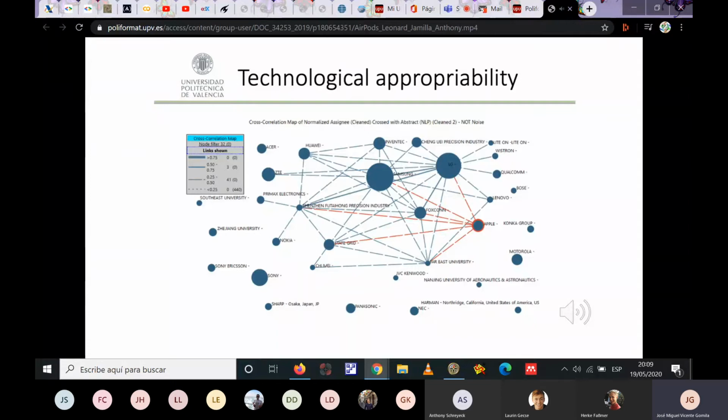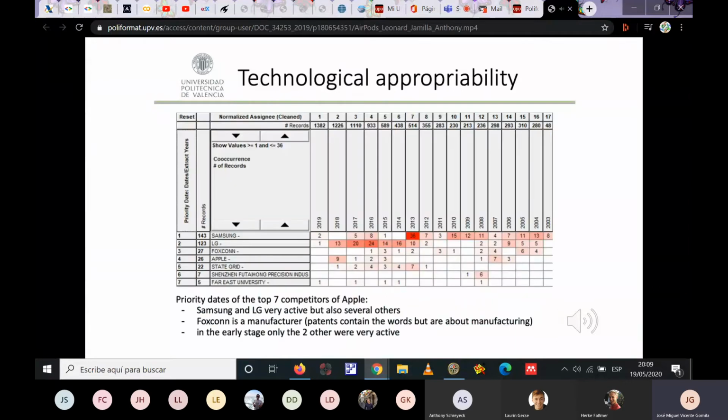Looking at the top 7 companies that are involved in wireless headphones and sorting them by the years they have filed for the patents, it can be seen that they have been active in basically 2 different periods of time, in around 2004 to 2008, and then from 2013 until basically 2017 or also today.